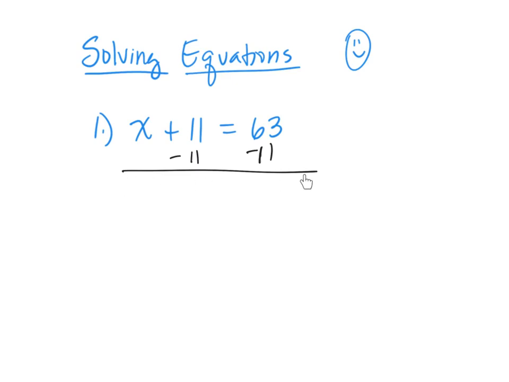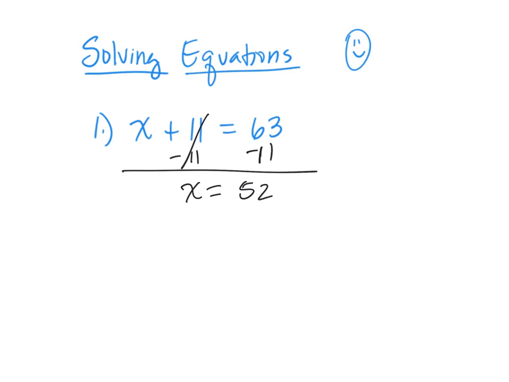I like to draw a line. I think it keeps your work a little bit more organized. And then what I do is cross out this 11 and 11, this positive 11 and negative 11, because those two operations, adding 11 and subtracting an 11, are inverses of each other. They cancel each other out. So then, from left to right, what remains? We have x remaining on the left, and on the right, 63 minus 11 is 52.